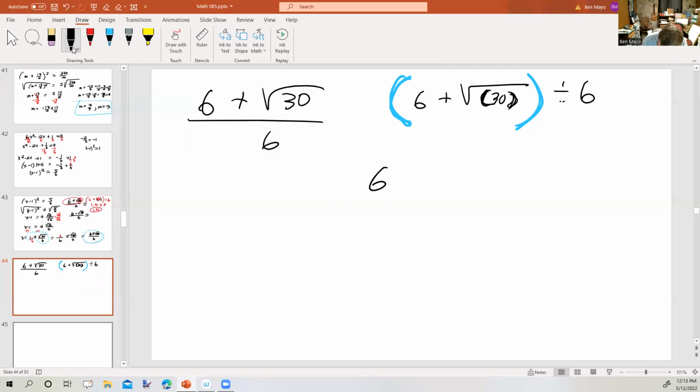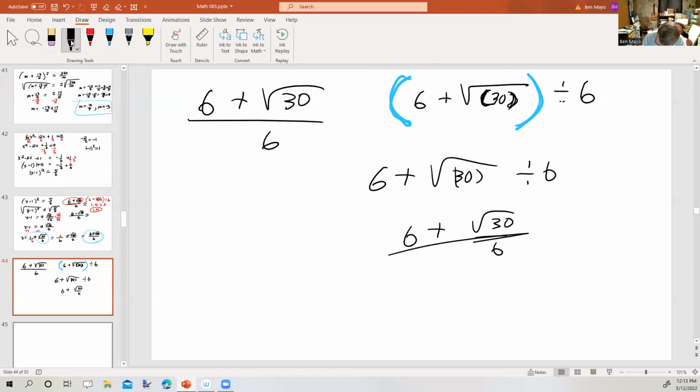Because if you do this, that's like this. And you don't want that. You want that. So you've got to tell the calculator that the whole numerator is being divided by 6. Okay.